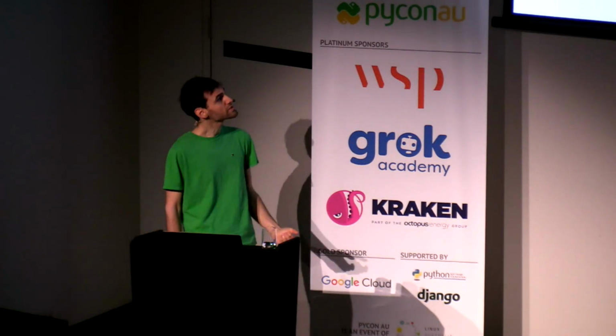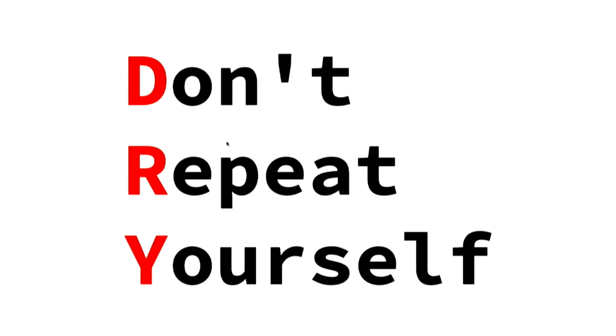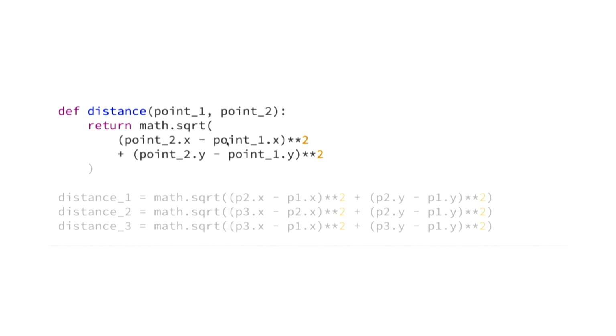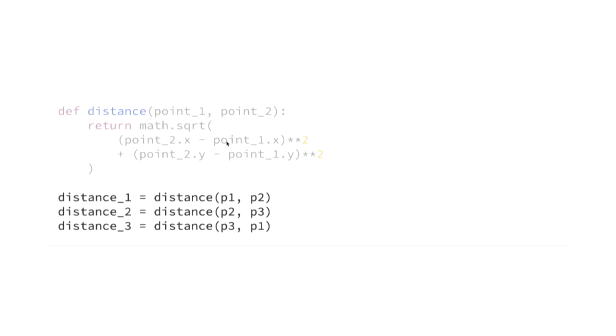Okay, now that we've started to update our code, what else can we do? Another good principle we can follow is DRY, or don't repeat yourself. It's important for so many reasons. Here, we have some code that repeatedly calculates distances. We could refactor it by first introducing a function for abstraction, and then using that function to provide consistency.